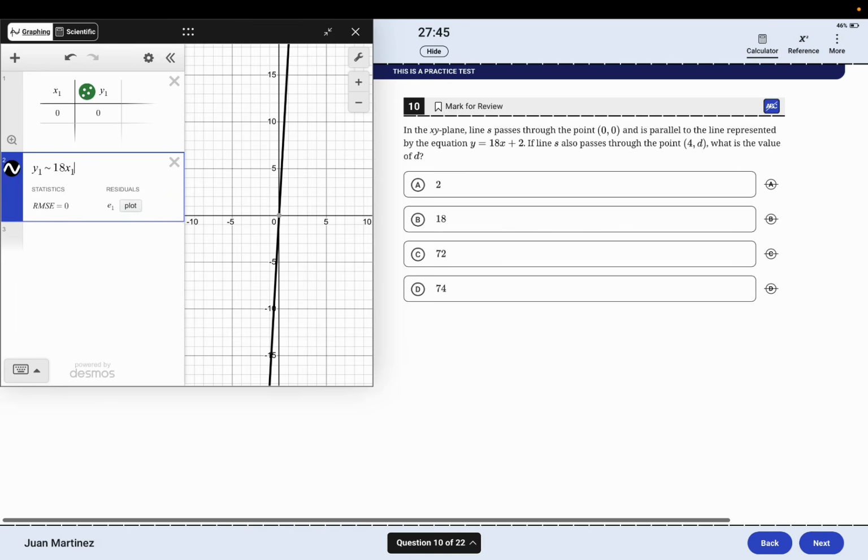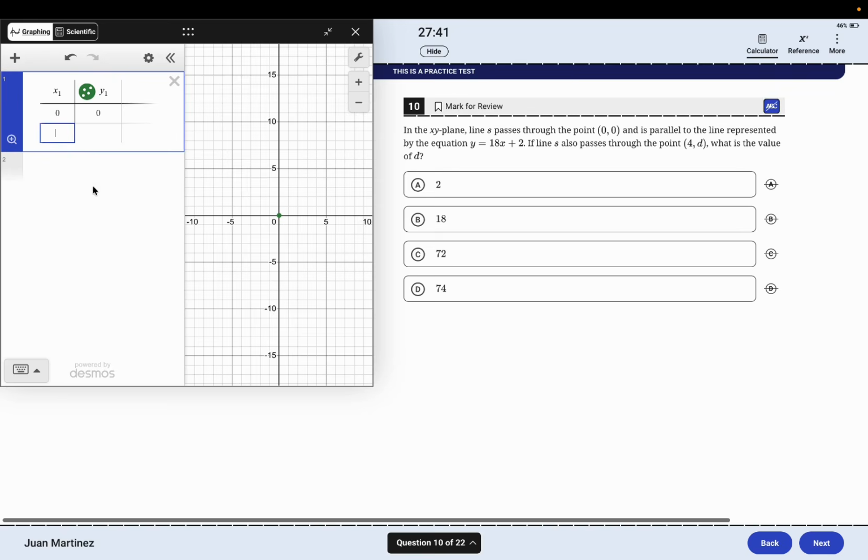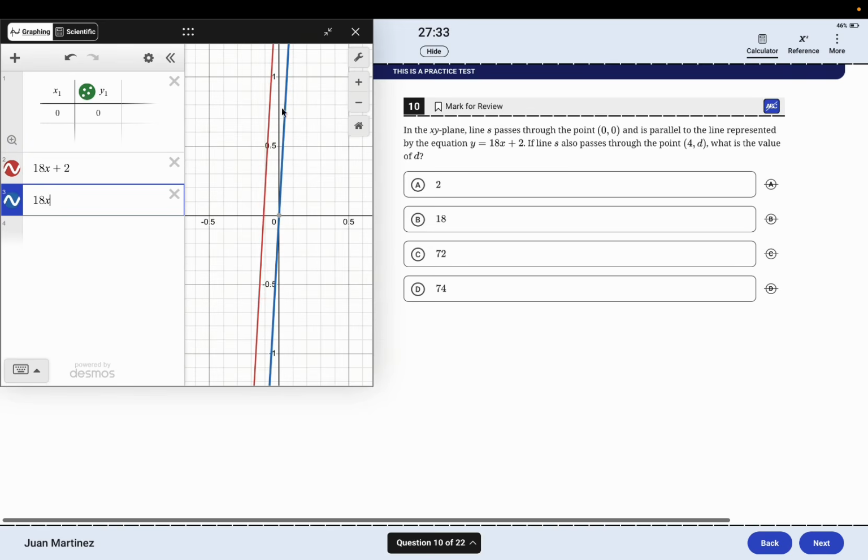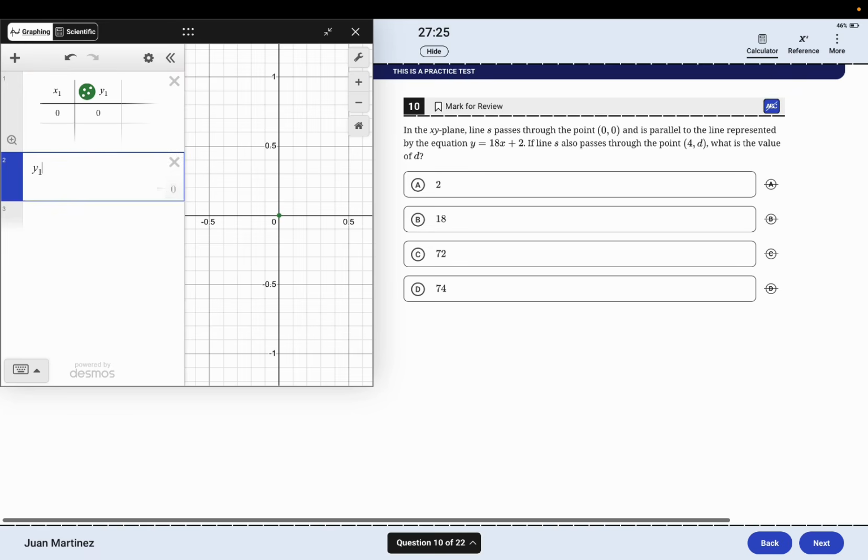And the way I know that is because a line that's parallel is going to be a line that has the exact same slope, but different y-intercepts, so they never touch. Okay? So that's how I know it's parallel. So y1 is 18x. We're just setting a custom regression right now. And then plus b. We don't know what b is.